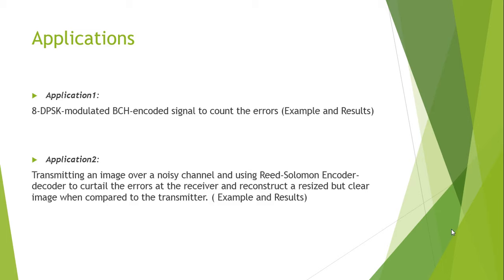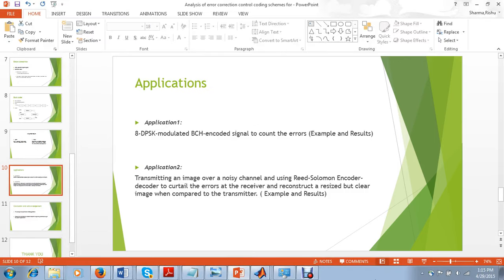So what I'm trying to do in application 1 is transmit and decode data for an 8-DPSK, differential phase shift keying, modulated channel, and I want to use a BCH encoded signal to count the number of errors. The reason I have chosen this example is because I personally like BCH, as I mentioned before, because of their uncomplicated design and low power hardware. This code is already available in MATLAB examples. If you want, you can have a look there, but I'm just going to run it and show it here.